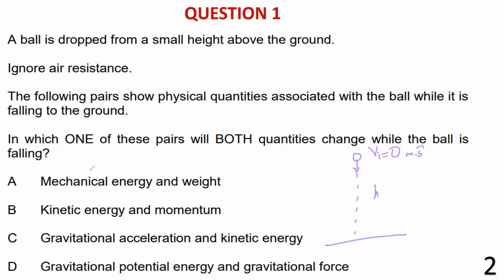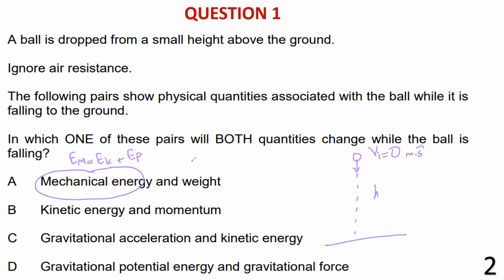And then mechanical energy. Is mechanical energy constant or not for this motion? Mechanical energy is equal to kinetic plus potential energy. In this position, we have potential energy. When the object is going down, it changes to kinetic energy, but mechanical energy is constant. So mechanical energy is the same, number one.